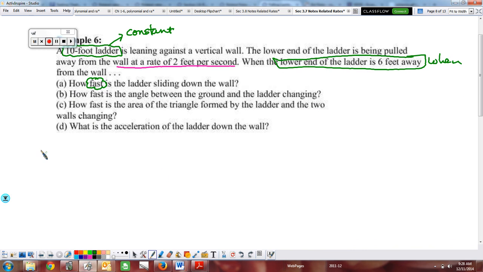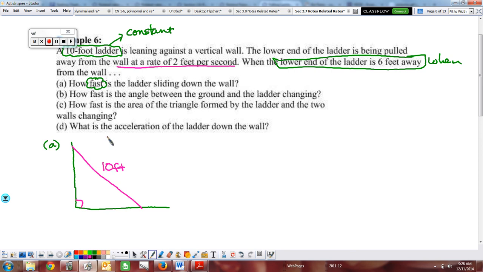So let's do A together. Let's show how this is working. I want to know how fast the ladder is sliding down the wall, so we may want to visualize this. Let's do a little picture here. Here's my wall. Here's the floor. Here's your ladder that was sliding away, and I am going to put 10 feet here. See how this is different than before? This is not a variable. That 10 feet is constant for the whole thing, so I'm going to put 10 feet there.